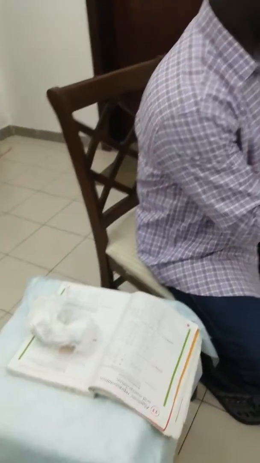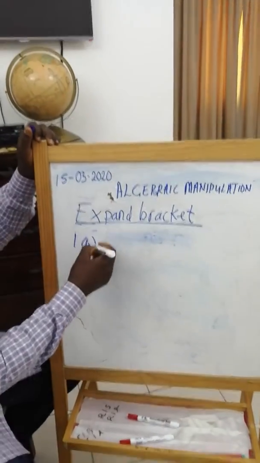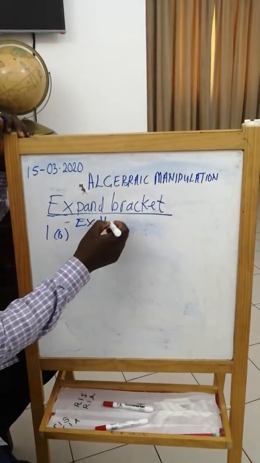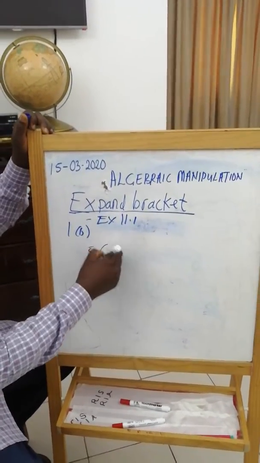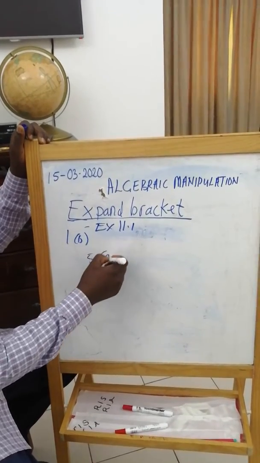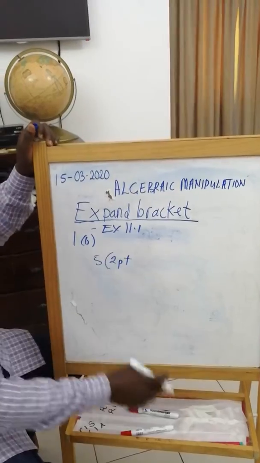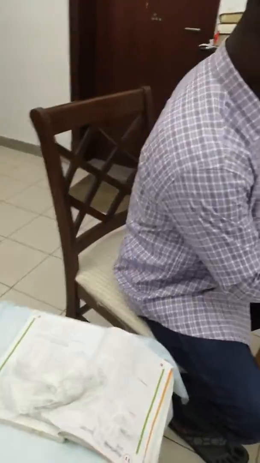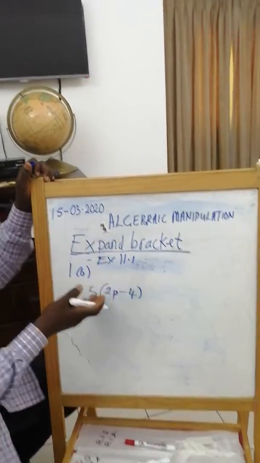I'll give you an example, question 1b in exercise 11.1. And the question there is 5 bracket 2p minus 4. Sorry about that. 2p minus 4. How do we expand this bracket?